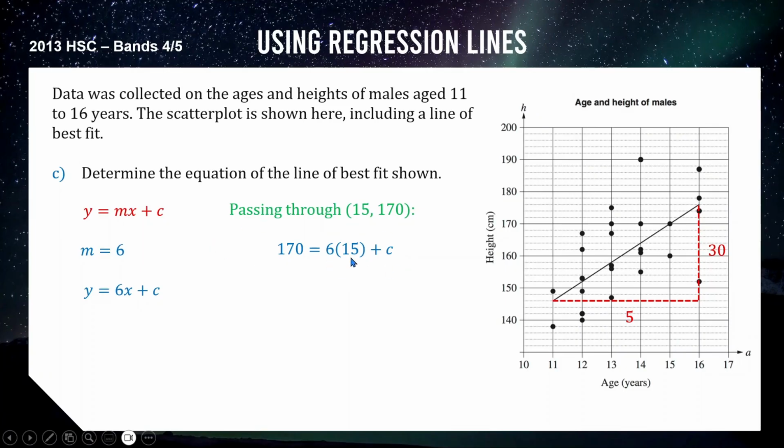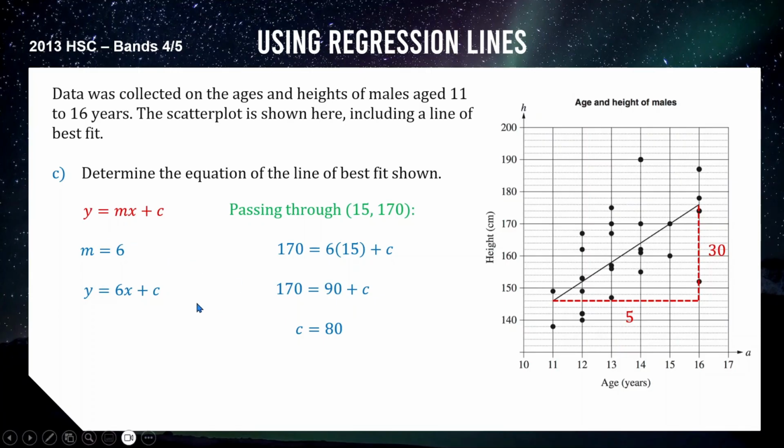Okay, so 6 times 15 is 90, and then I can just subtract 90 from both sides, and I end up with c equal to 80, and that is the y-intercept. You also could have got that by taking away 6 from 146 11 times. You would have got the same answer, but I think this is a little bit simpler for my little reptile brain.